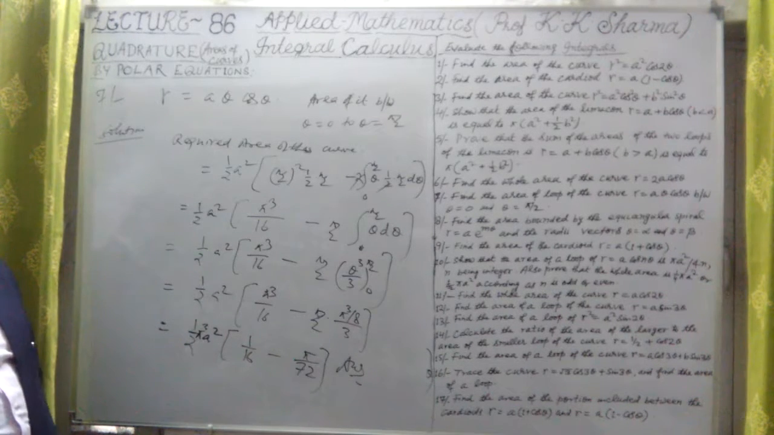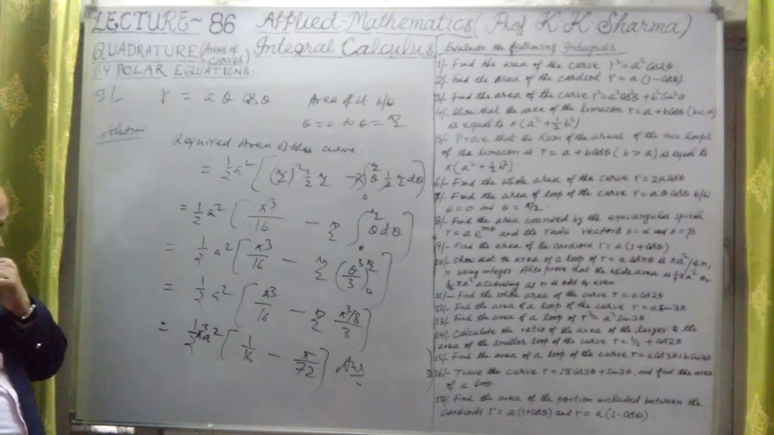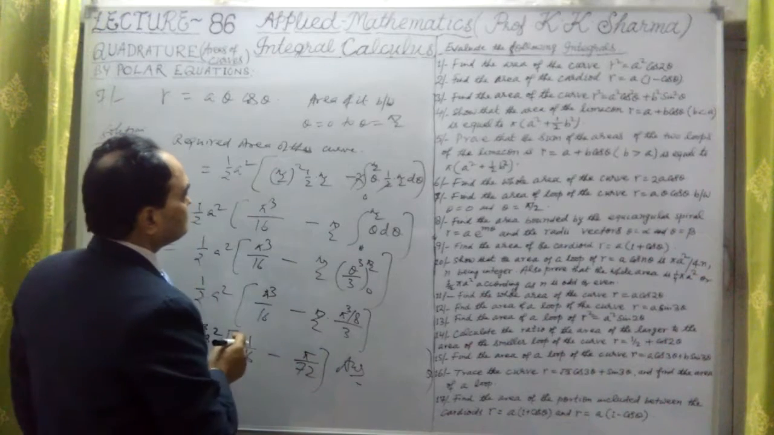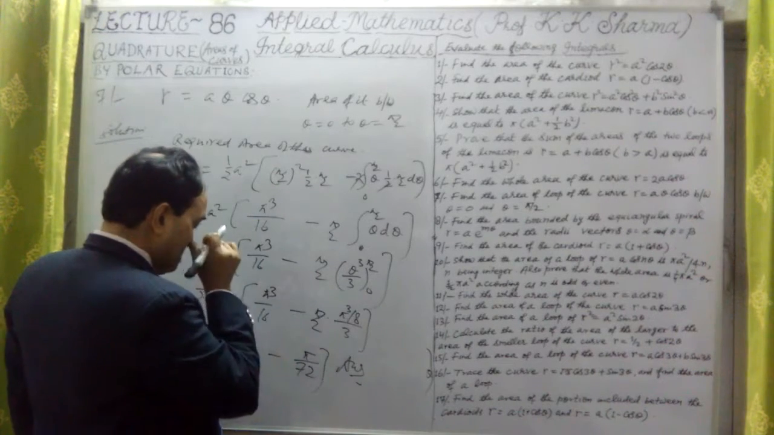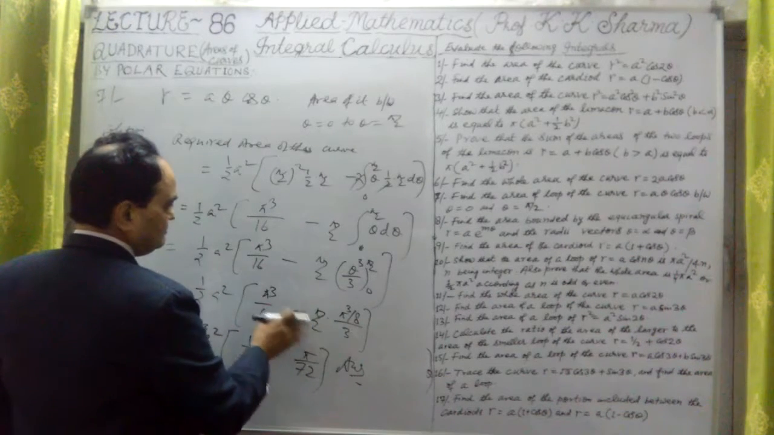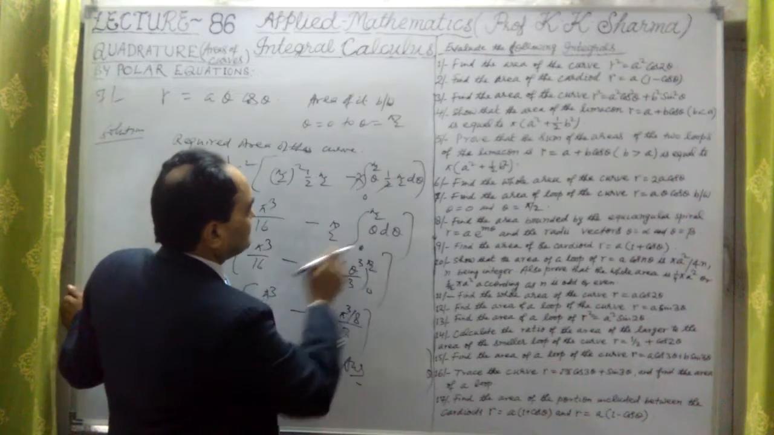So pi a square upon 96, if I take, that can give us some value here. 0 to pi by 2 r square d theta is coming out like this. So pi a square into pi square minus 6. This is a somewhat different question. Okay, the process is the same. So from here, if I take some common, I think this difference was here also, pi cube must come. Oh, sorry, this is pi square.